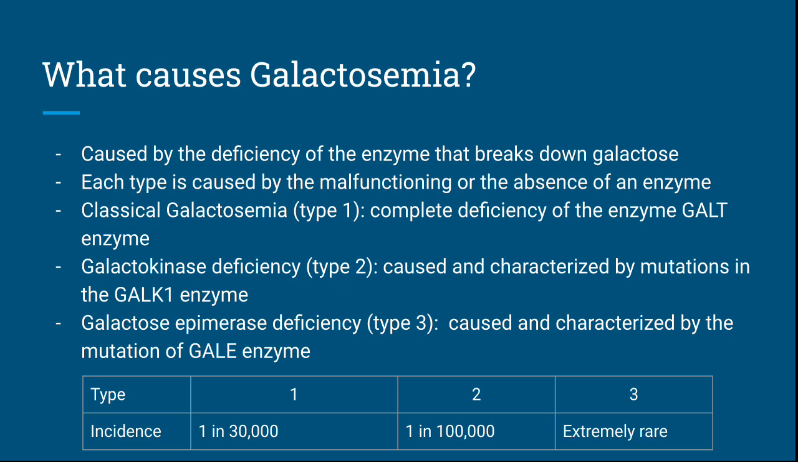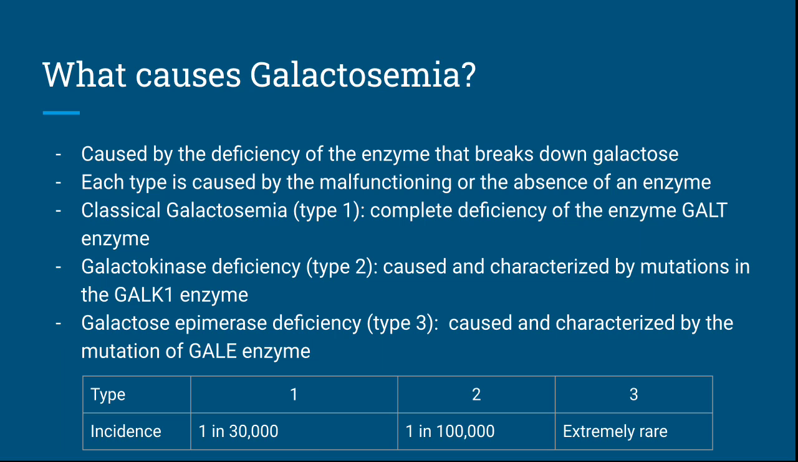An average of one in 30,000 newborns are born with it. It is caused by the complete deficiency of the enzyme GALT. The second type of galactosemia is galactokinase deficiency type 2, and it is caused by and characterized by mutations in the GALK1 enzyme. Nearly 1 out of every 100,000 children get it.